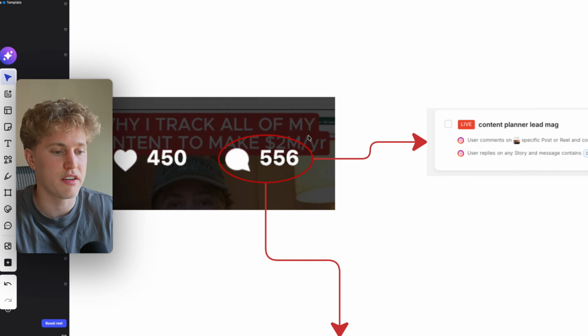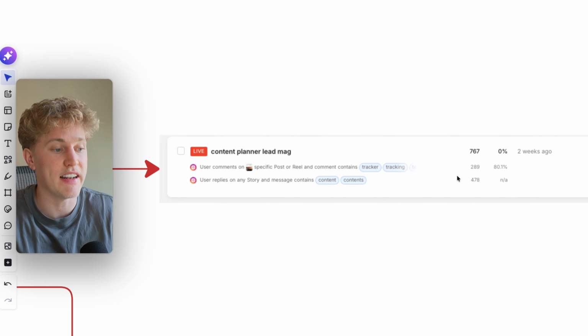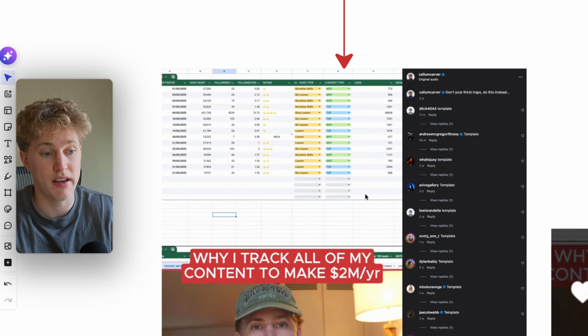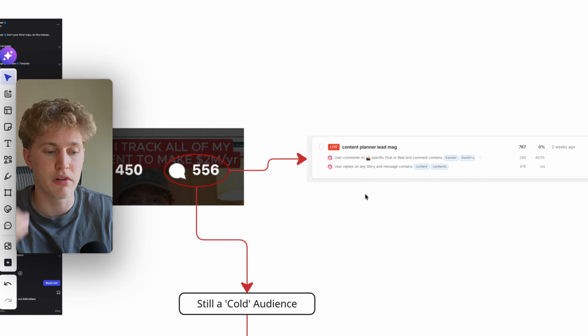So here, what did I do? I saw enough people commented. I then created a lead magnet around this, a content planner lead magnet, where I said, okay, cool. I'm going to give this out right here. And I gave it out through my socials. Fantastic, right? This gave me proof of concept that it works.